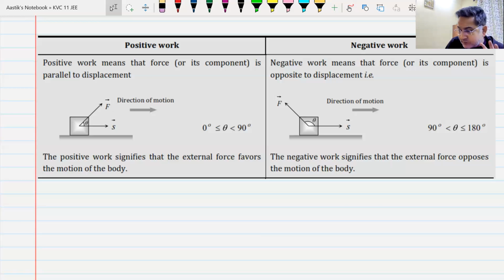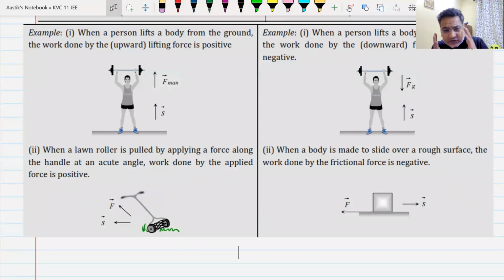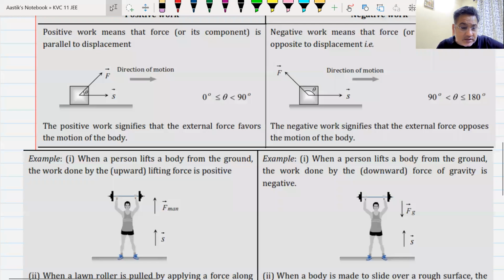Okay. Again, these are some examples. You don't have to draw the diagram. This is just to make you understand. If someone is lifting a weight, work done by him is positive. But gravity acts downwards and displacement is upward, so work done by gravity would be negative, but work done by the man would be positive. If you are moving along, your force and displacement are at an acute angle, so work done is positive. Work done by friction is going to be negative, because friction is in the opposite direction.